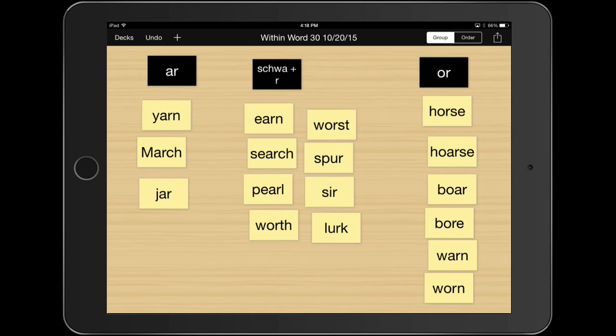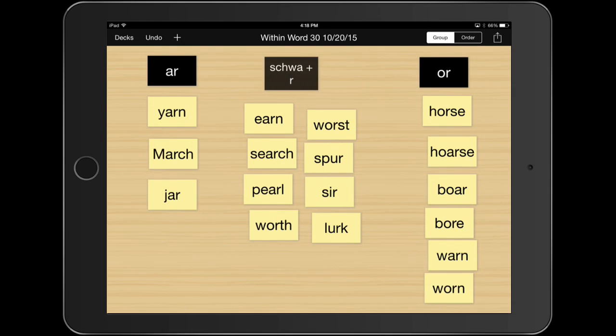All of these words in this sort are going to have the R sound, kind of like a pirate R. And they're also going to all have the same spelling pattern, AR. So let's take a look at yarn. Yarn, march, jar. You can hear the R sound, and you also see that yarn has an AR spelling pattern, march has an AR spelling pattern, and jar has the AR spelling pattern.